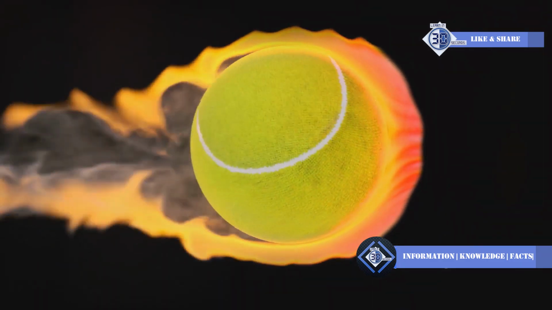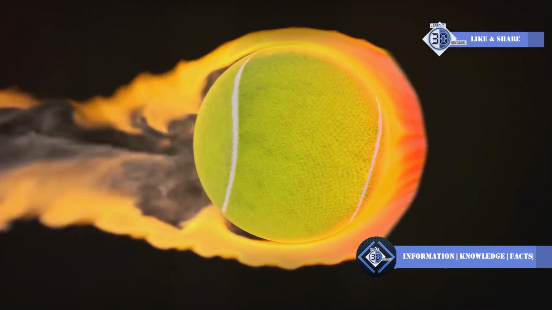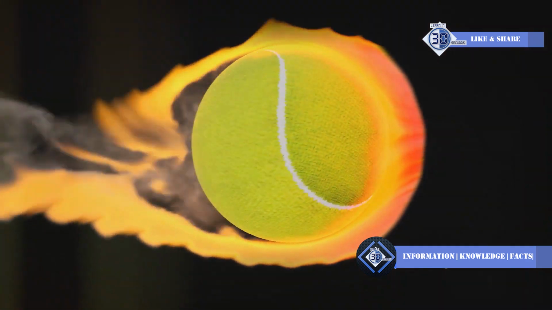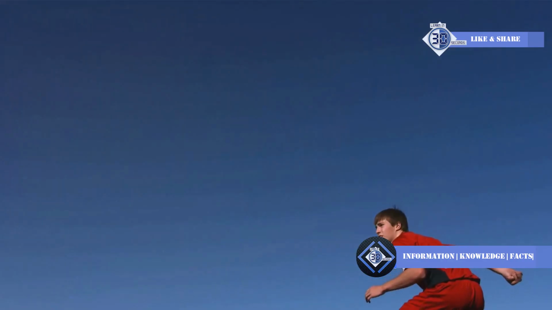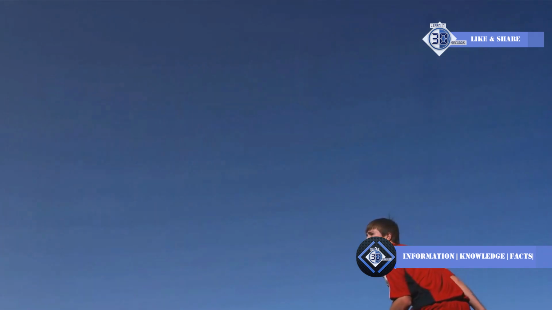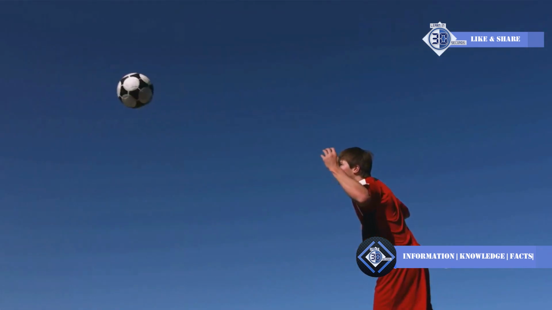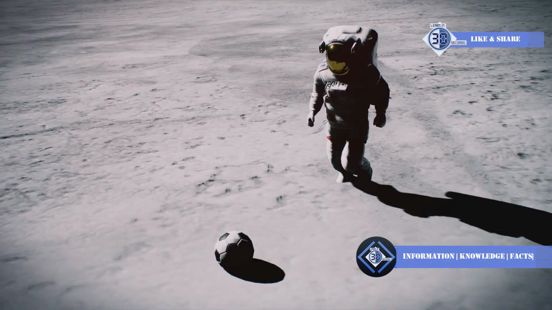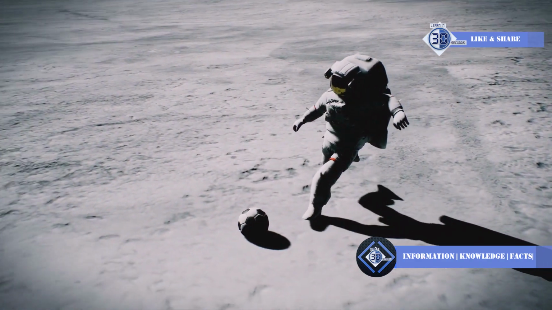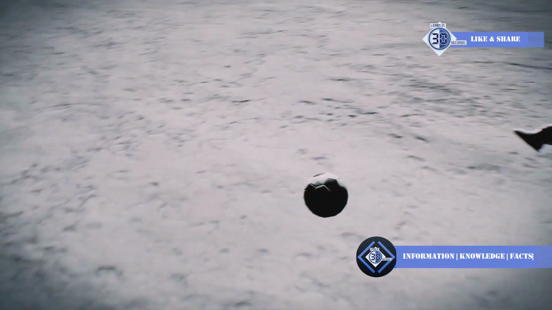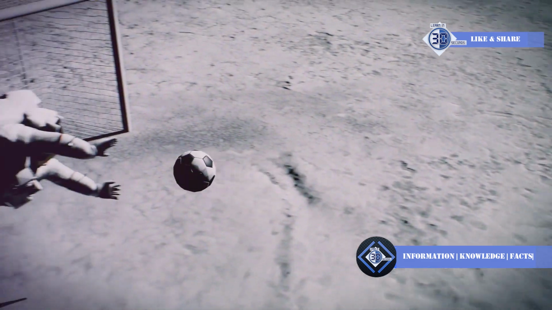First, let's talk gravity. Gravity is the force that pulls objects towards the center of the Earth. Gravity pulls the ball down towards the ground. No matter how high or far the ball goes, gravity is always working to bring it back down. It's that invisible force that keeps us all anchored to the Earth. Without gravity, we'd all be floating around aimlessly.